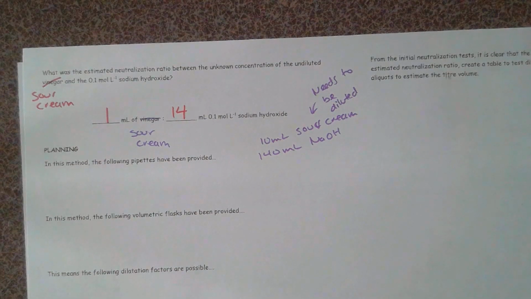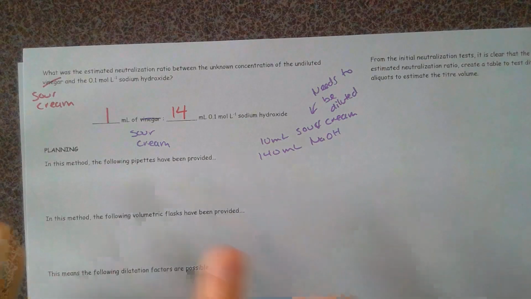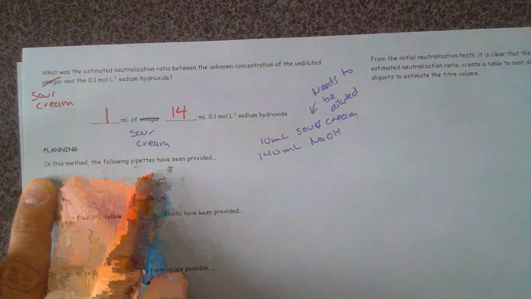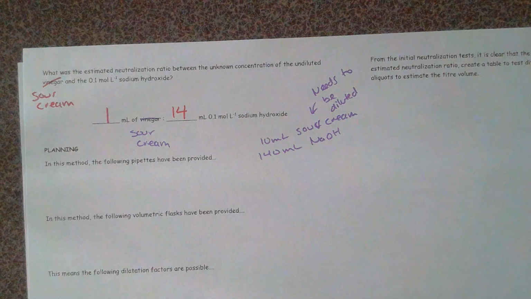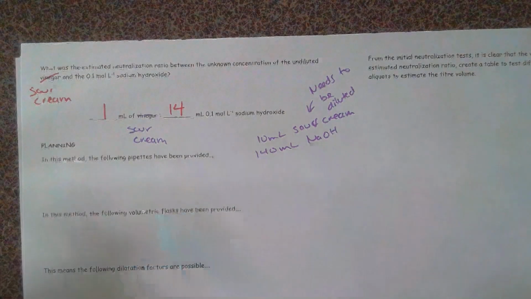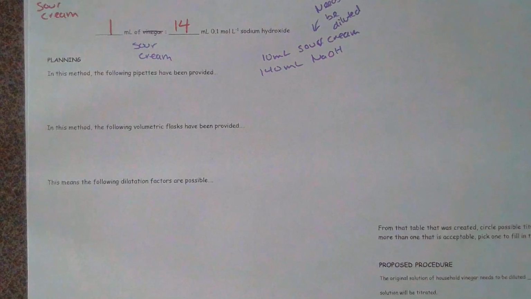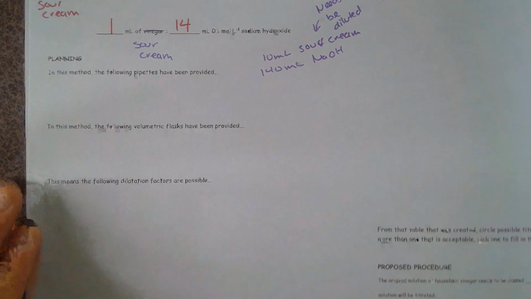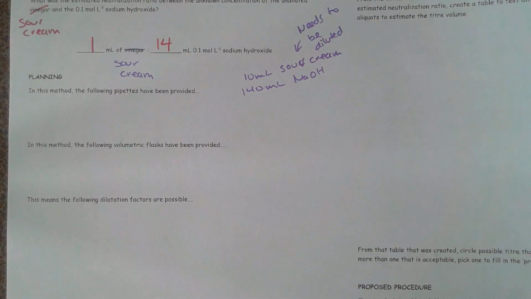All right, the next thing I need to figure out is how can I dilute it? What are my options? When we're planning this method, we need to see what we have equipment-wise. We need to see what pipettes we have, what volumetric flasks we have, and then do some calculations to figure out the possible dilution factors and the possible titrate volumes. So now we go back to our method and do some reading to see what pipettes and volumetric flasks we've been given.